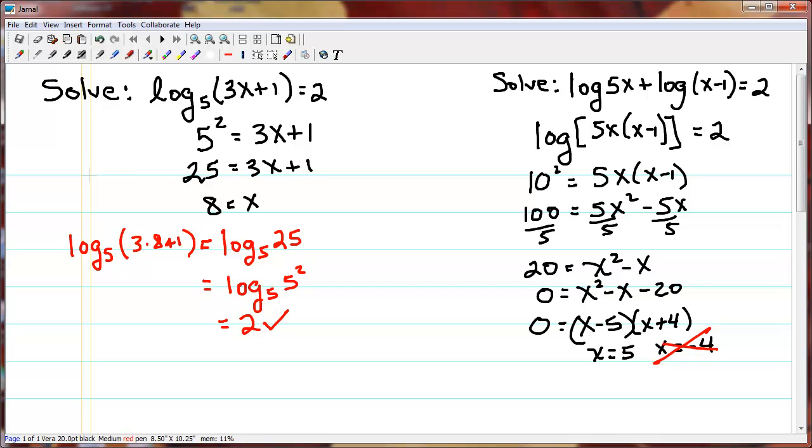Let's check out the 5. So if we put 5 into the original problem, we've got the log of 25 plus the log of 5 minus 1, which was 4. We can use our logarithm property to make this be log of 100, which is log of 10 squared. And using our inverse properties, we get 2, which matches our original problem, so that checks out. So this problem had a single solution of x equals 5. I hope these two examples help you out.